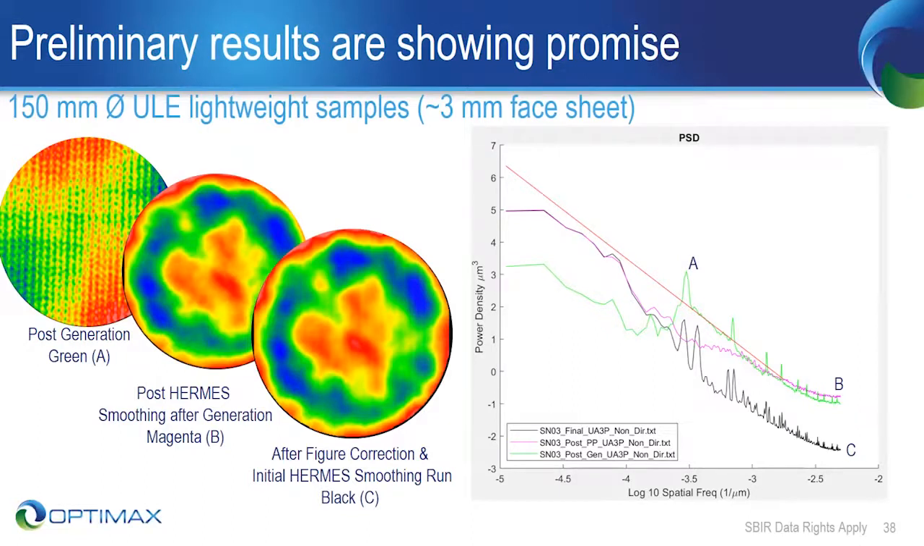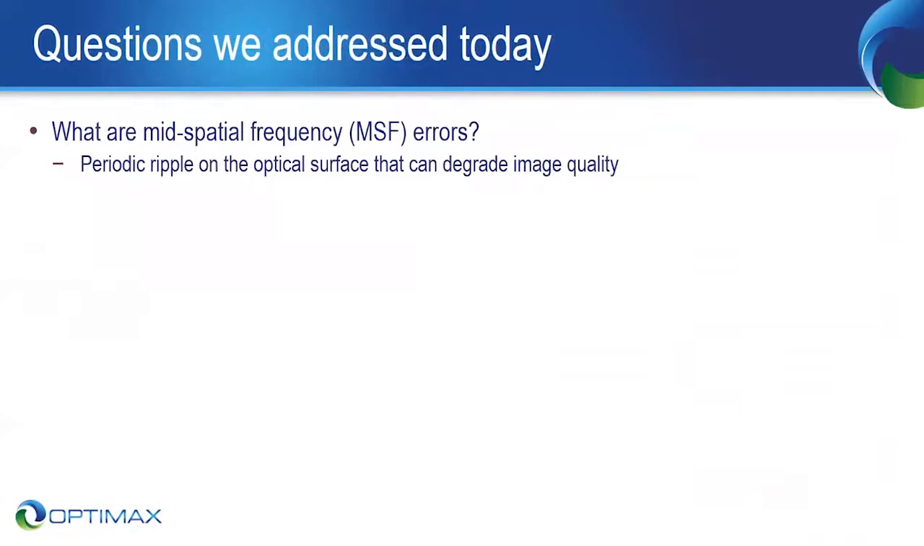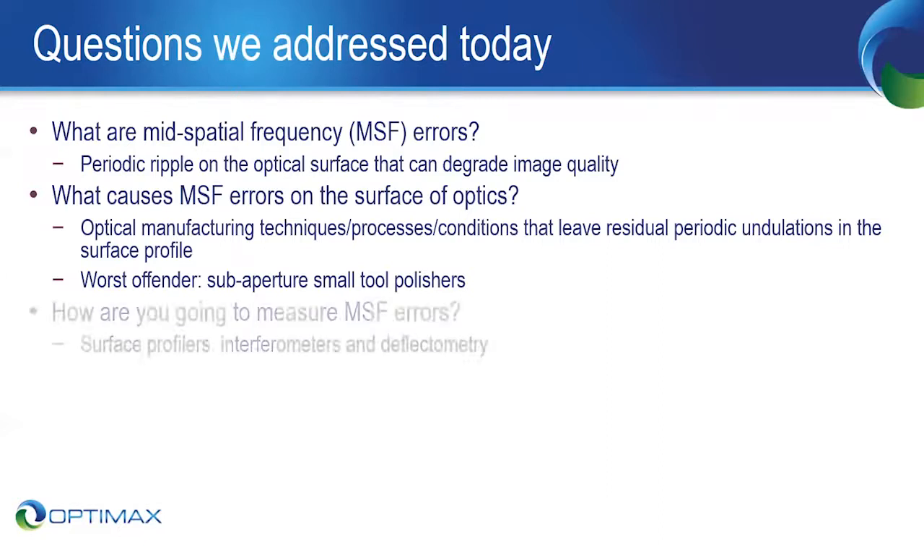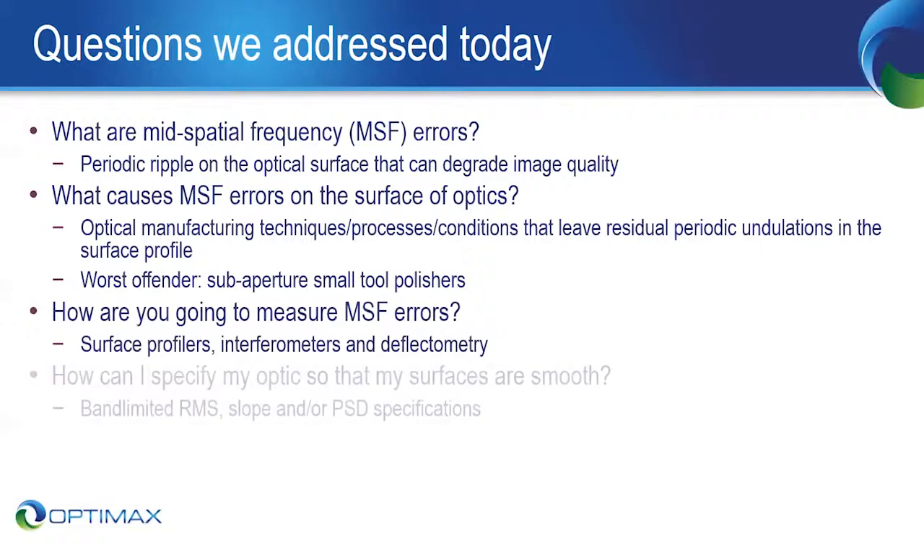So as we're closing, some of the questions we addressed today: what are mid-spatial frequency errors? They're periodic ripple on the optical surface that can degrade image quality. What causes them? They are caused by optical manufacturing techniques, processes, and conditions that leave residual periodic undulations on the surface profile. The worst offender: small tool polishers. How are you going to measure them? Surface profilers, interferometry, and deflectometry.